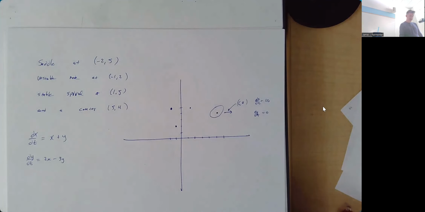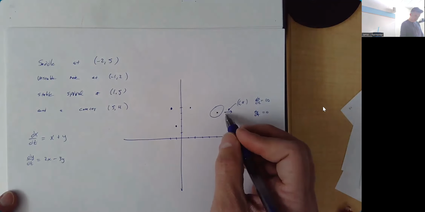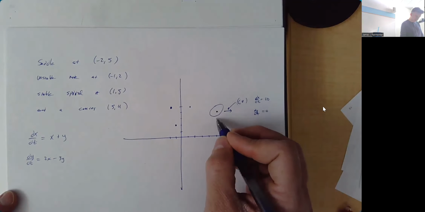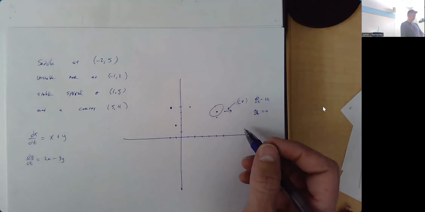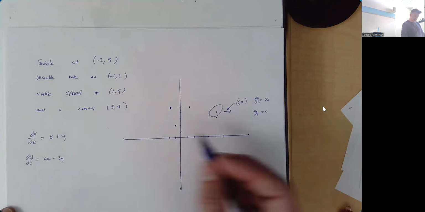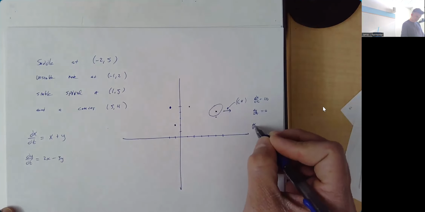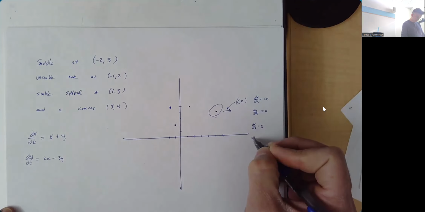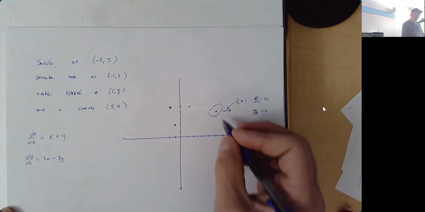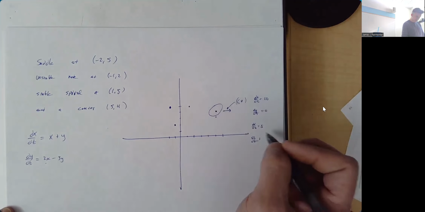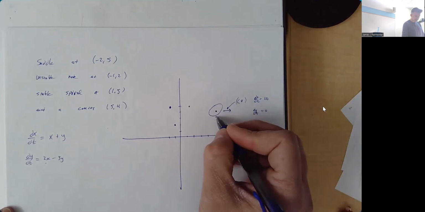Okay, let's look at a point below it here. Let's look at the point 5, 3. If I plug in 5 for x and 3 for y, dx/dt is going to be 8. dy/dt is going to be 10 minus 9, which is 1. So we're going up and to the right, but way more right than up.